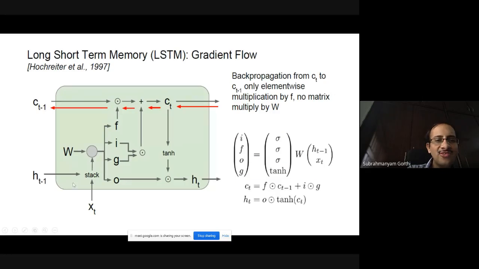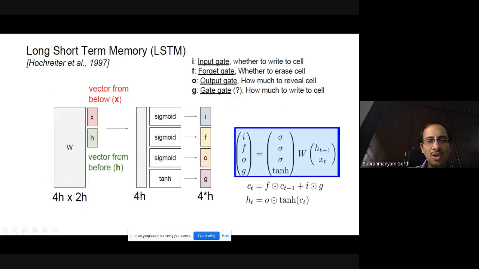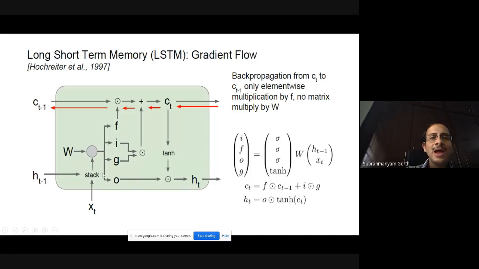Now if you see pictorially what will happen, this is again the same pictorial depiction that we had, HT-1 and XT, and this weight matrix consists of all 4 weights, WH. You can see 4 times H here and 2 times H here. So 4H cross 2H, that is this weight matrix W. Through this you can get how much to forget, through element-wise multiplication operations.